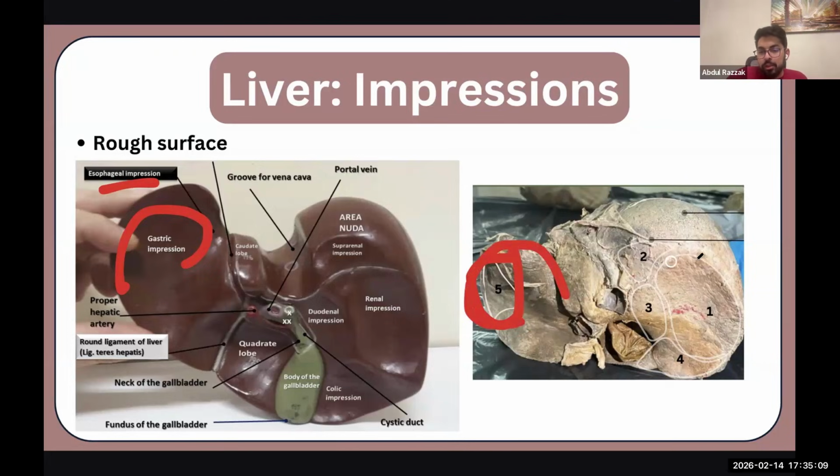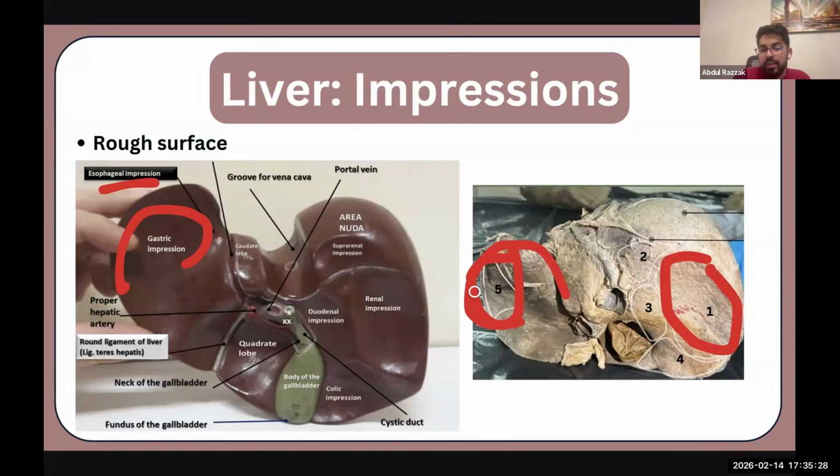This is where it gets complex. So you have a very big impression for one organ, tamam, and that is the renal impression. It's the impression of the kidney, okay? So if you see a big impression on the right side of the liver, that's the impression of the right kidney. Please be specific when writing your answers in the exam, right?